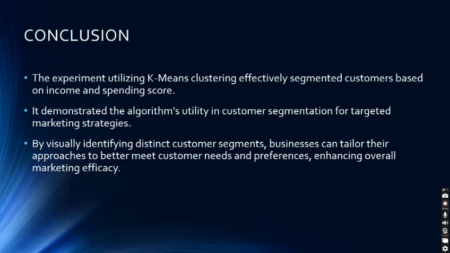Conclusion. The experiment utilizing K-means clustering effectively segmented customers based on income and spending score. It demonstrated the algorithm's utility in customer segmentation for targeted marketing strategies. By visually identifying distinct customer segments, businesses can tailor their approaches to better meet customer needs and preferences, enhancing overall marketing efficiency.